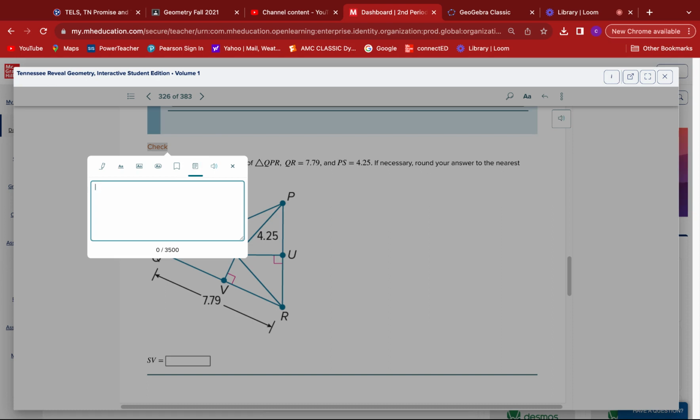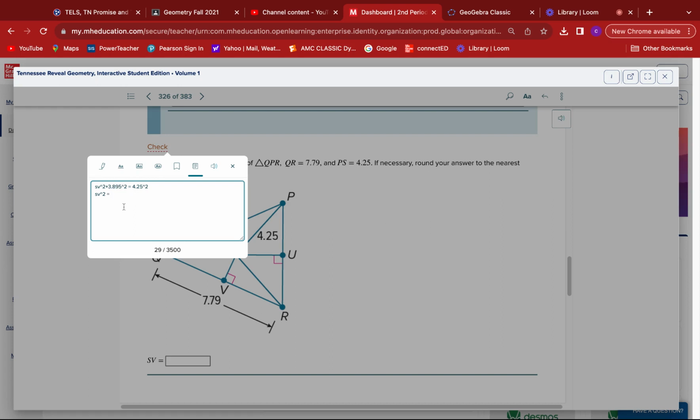SV squared plus 3.895 squared equals, in our hypotenuse, 4.25 squared. All right, so I need to square those numbers. Or you can just simply subtract 3.895 squared to the other side. I think that might be simpler. So I've got SV squared. The opposite of adding is to subtract to the other side.